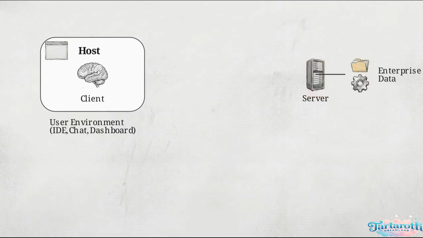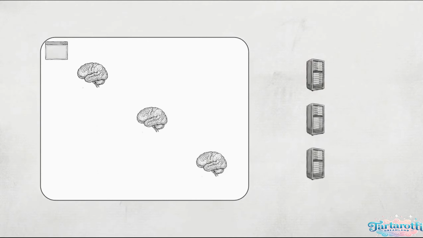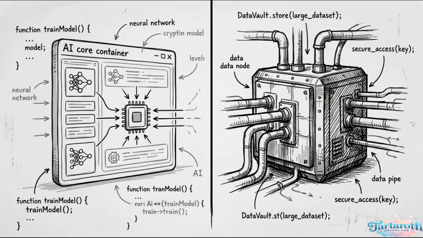Finally, there is the server. This component acts as the external gateway, managing the direct connection to enterprise data and executing specific tool logic. Within this topology, a single host environment is capable of spinning up and managing multiple distinct clients simultaneously. However, the architecture enforces strict isolation. Every individual client maps one-to-one with a specific, dedicated server. This tripartite split ensures a hard physical boundary. The AI reasoning engine inside the host is never directly entangled with the external database it is querying.